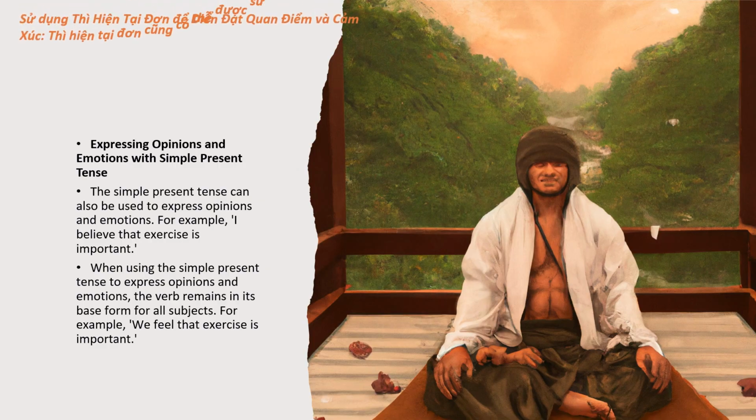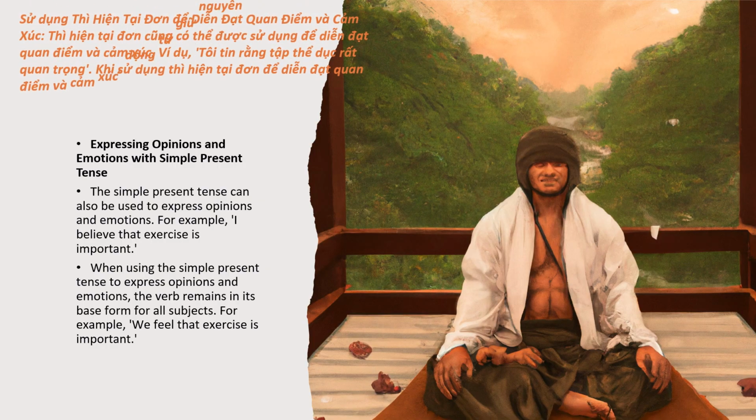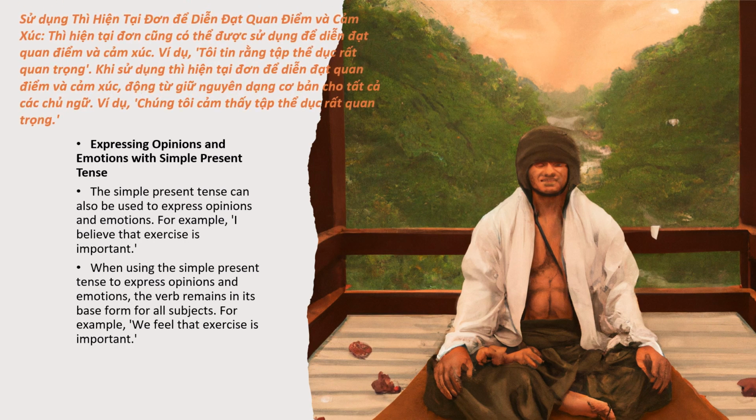Another way to use the simple present tense in English is to express opinions and emotions. This means that we can use this tense to convey what we believe or feel about a particular topic or situation. For instance, we can use the sentence, I think that learning a new language is fun, to express a positive opinion about language learning. Likewise, we can use the sentence, I hate Mondays, to express a negative emotion towards the first day of the week.